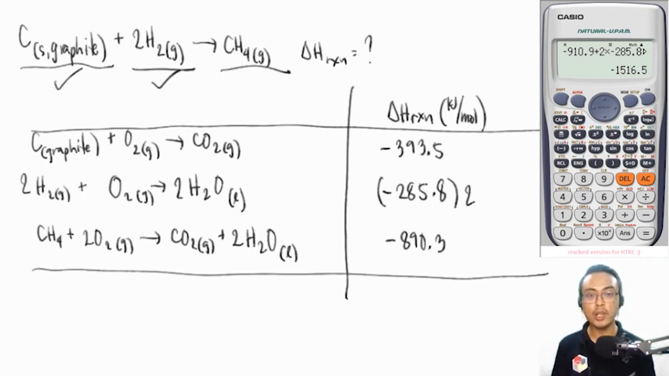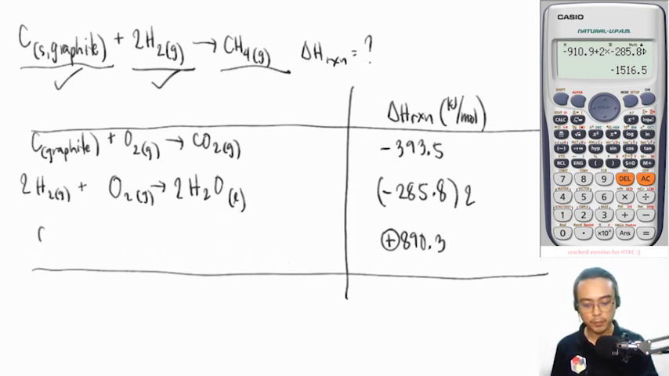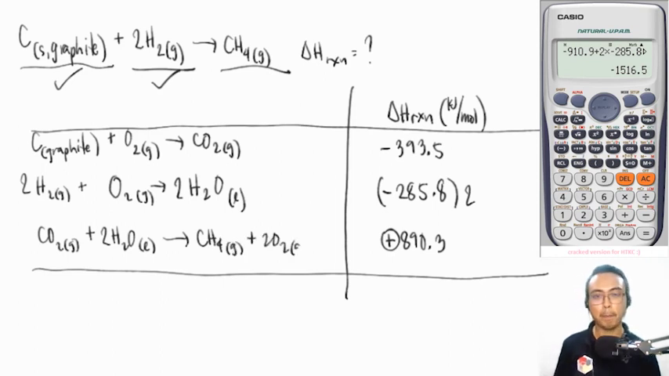So let's flip the third equation. And by the way, by flipping the third equation, that changes our enthalpy of reaction from negative to positive. So our enthalpy of reaction is now positive for the flipped reaction. Okay, so flipping the reaction, we have CO2 gas plus 2H2O liquid yields CH4 gas plus 2O2 gas.